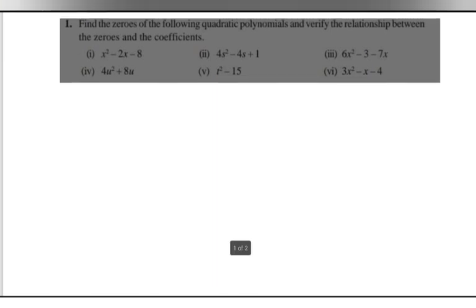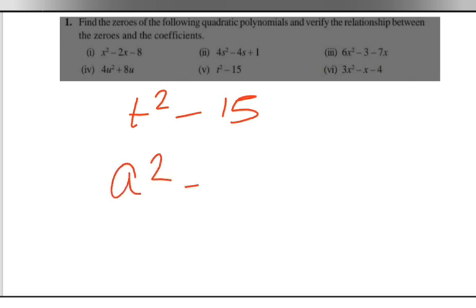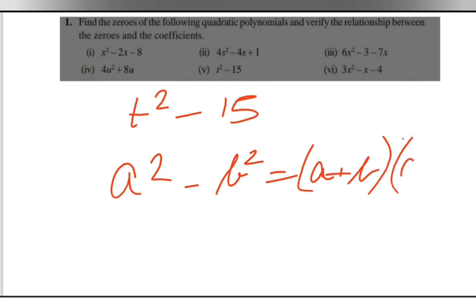So there is a simple method for this. We have t square minus 15. If you observe cleanly, you can see a formula, that is a square minus b square is equal to a plus b into a minus b. Am I right?